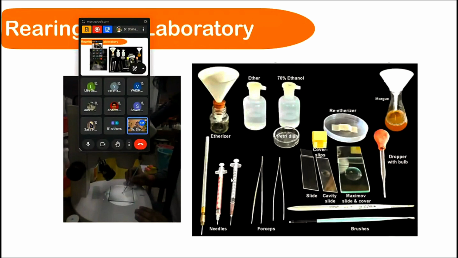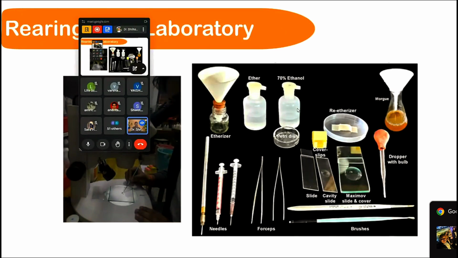Small equipment like syringes and needles, forceps, some brushes, some slides, some cavity slides, some droppers. Morgue. Morgue means the place where the Drosophila you have worked on are put. Morgue means where dead bodies are kept. So those etherized Drosophila which you have worked on, if you want to discard those flies, you can discard them into this. Then you would need ether, diethyl ether, to anesthetize the flies.